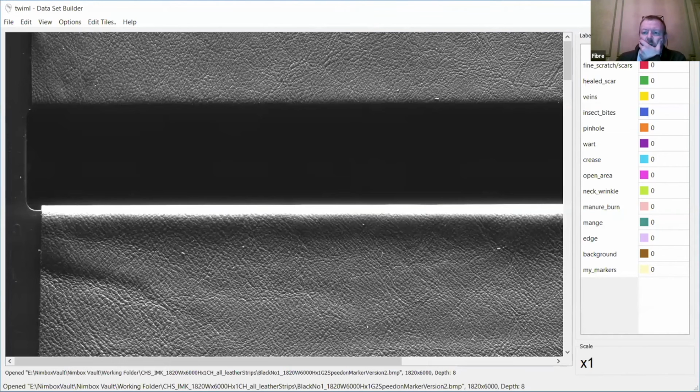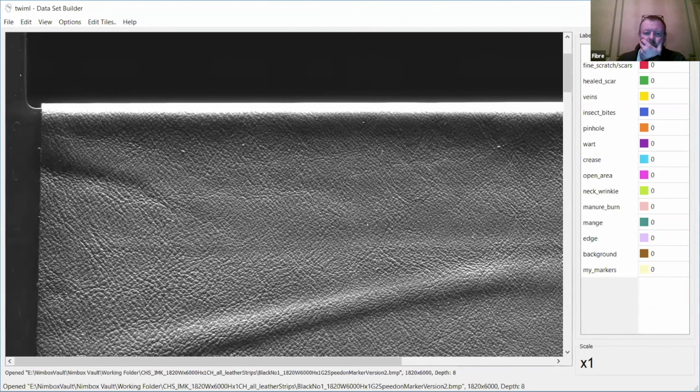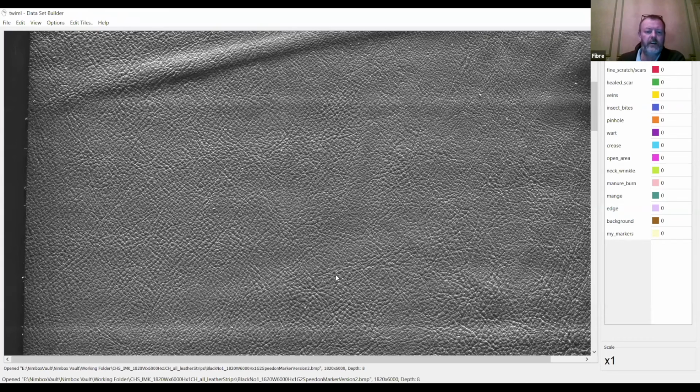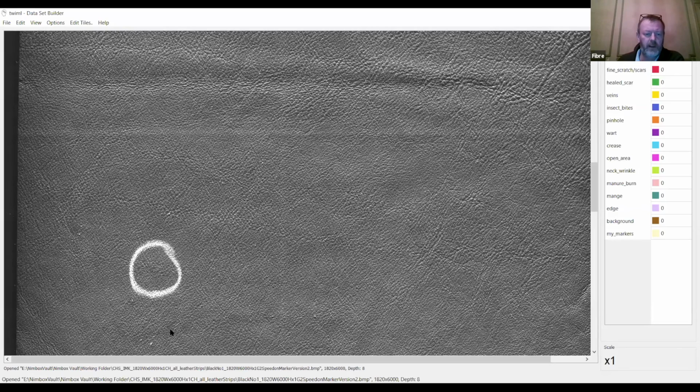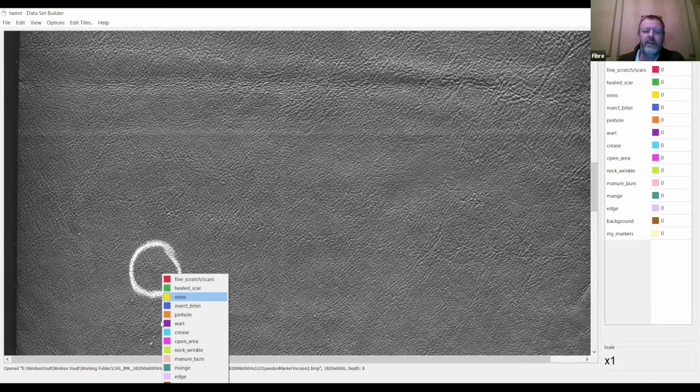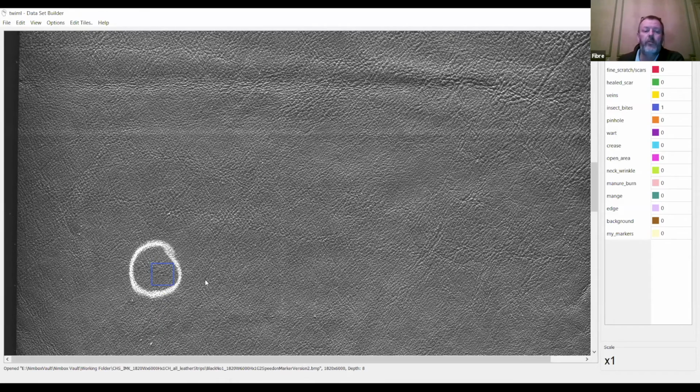So now we can look for defects. I'm just going to give you a brief one. When we look for defects, we point on the defect and click, and that will allow us to extract, that's an insect bite, extract a 64 by 64 tile, as it were.